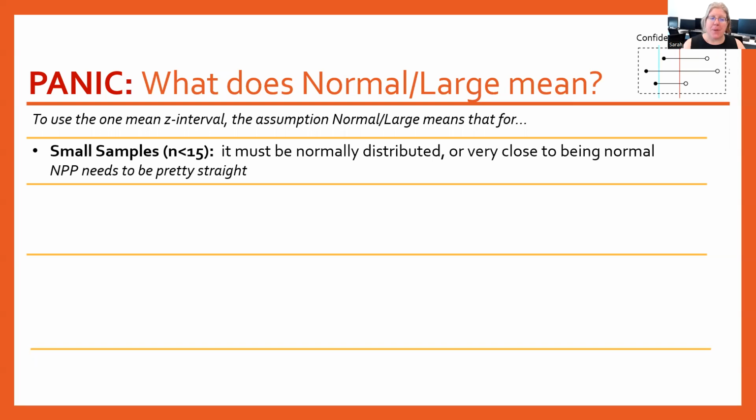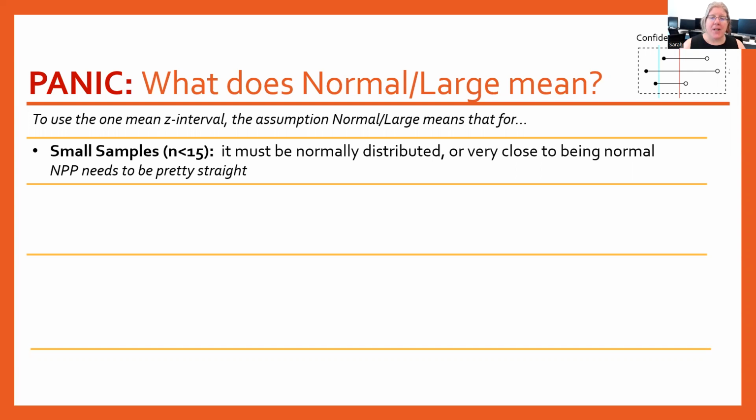So if you have a small sample size, that would be considered like less than 15, it has to be normally distributed, or that normal probability plot has to look really pretty straight. It can't have very much bumpiness in it, and it definitely can't have any curve or anything like that.